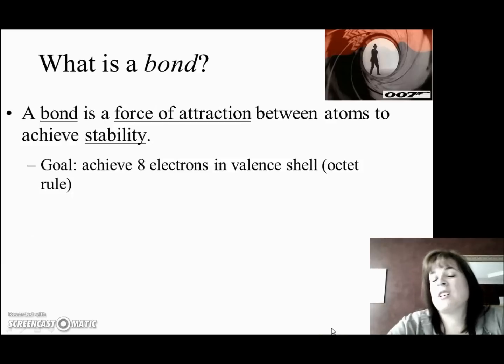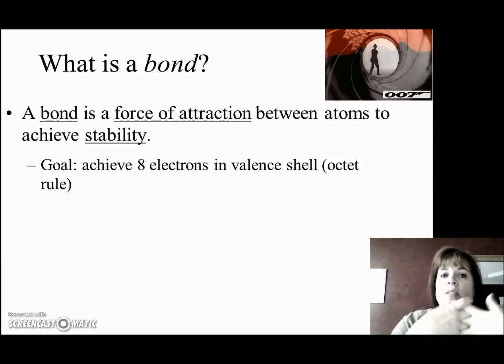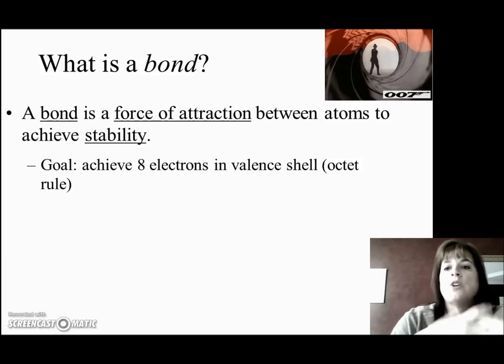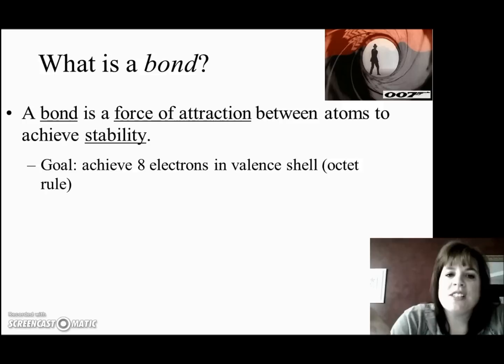Well, I guess first we should explain what a bond is. A bond is a force of attraction between atoms, and they do this so that they can attain stability. Remember in our last unit we talked about the octet rule. The octet rule says that all atoms want 8 valence electrons. They want that outer shell that's just like the noble gases so that they're stable.